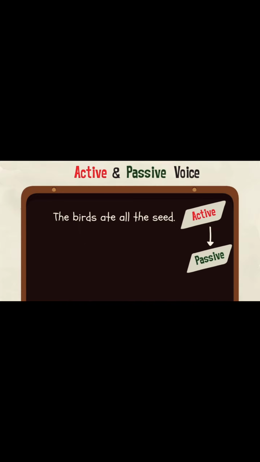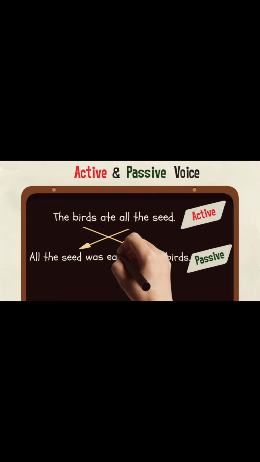To change this sentence to passive voice, we switch the subject and the object. All the seed is placed at the beginning of the sentence. It is now the subject. The birds is placed at the end of the sentence in the position of the object. We also need to add the word by. We then use the matching form of the verb to be in combination with the past participle of the verb, which in this case is was eaten. All the seed was eaten by the birds.